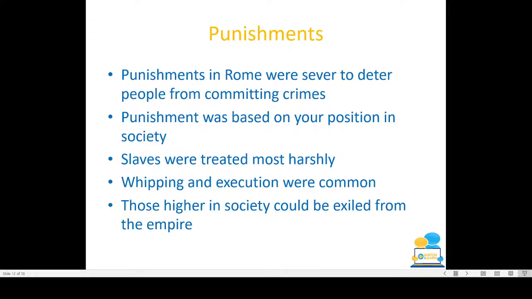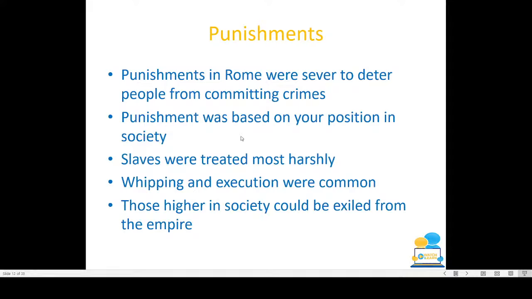So there's 2 kind of main ideas of punishment here, and this is really important to remember for later on when we're looking back at our questions, our exam questions, because what we're going to have to look at is how these things develop. So we have to look at how punishment develops. So the main thing here really to focus on is that at this time, punishments in Rome, they're there to deter people from recommitting crimes. So they're really severe in order so people don't commit crimes again.